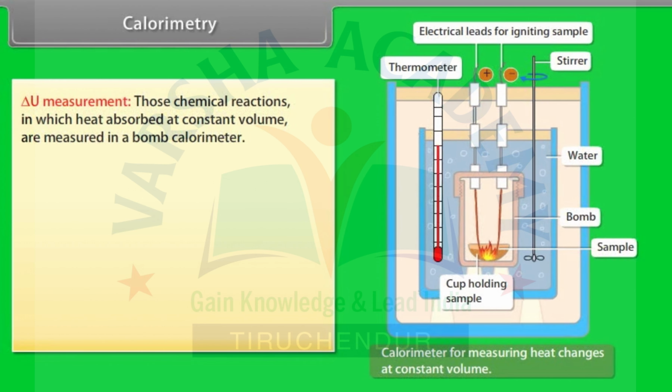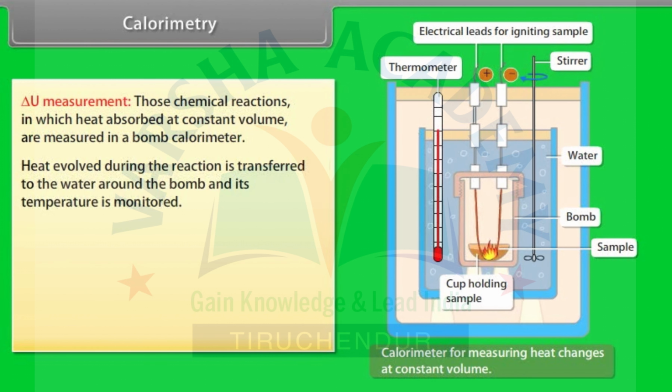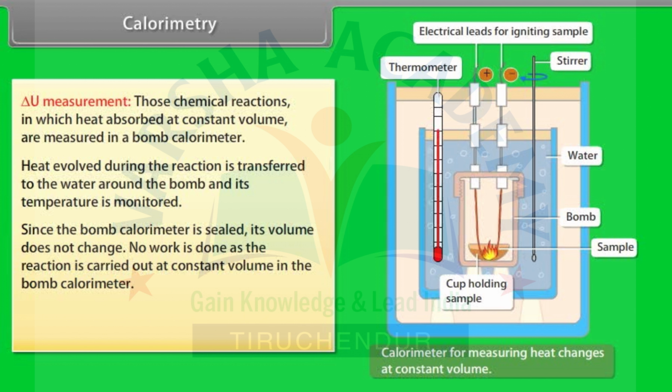Delta U measurement. Those chemical reactions in which heat absorbed at constant volume is measured are studied in a bomb calorimeter. The steel vessel is immersed in a water bath to ensure that no heat is lost to the surroundings. A combustible substance is burned in pure dioxygen supplied in the steel bomb. Heat evolved during the reaction is transferred to the water around the bomb and its temperature is monitored. Since the bomb calorimeter is sealed, its volume does not change. No work is done as the reaction is carried out at constant volume in the bomb calorimeter.